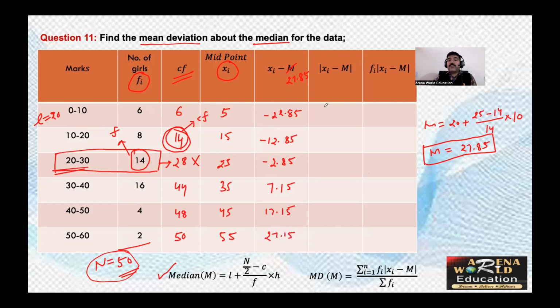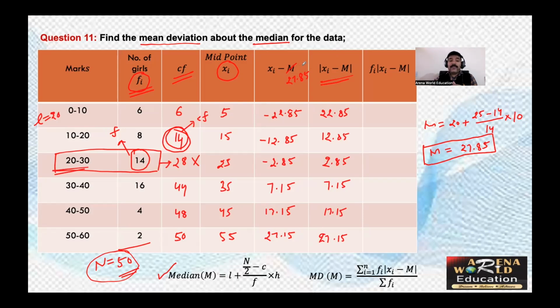Right? What is the next step? We will find its absolute value, so we will change negative into positive. So it is 22.85, then 12.85, 2.85, 7.15, 17.15, 27.15. Right? Now in the next step, what we will do is multiply fi with this mod xi minus m.